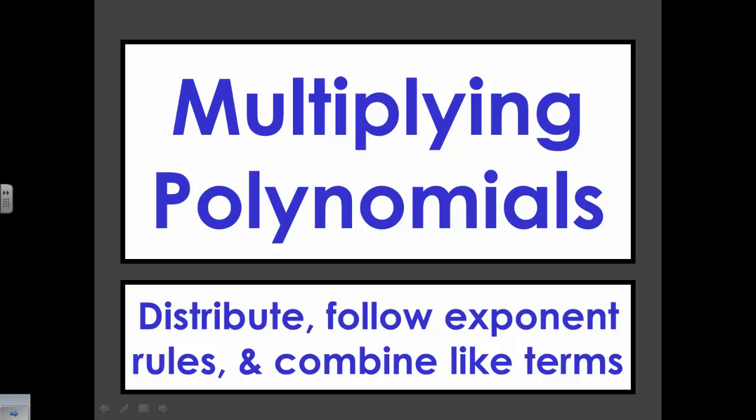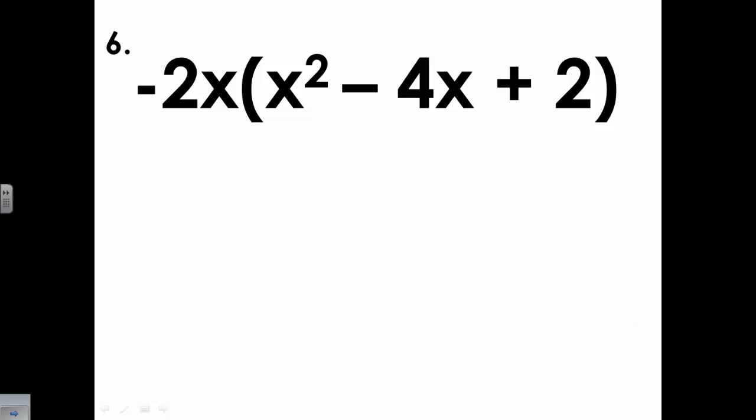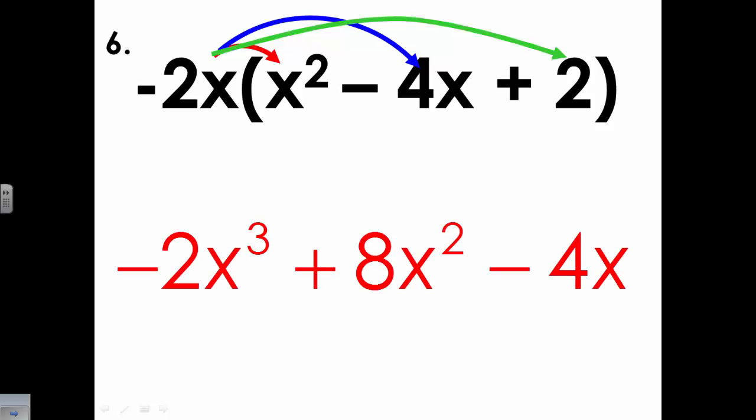For multiplying polynomials, we're going to have to distribute more than one time. Pause the video to copy down this example. This one we have to distribute the negative 2x to 3 different terms. When we multiply x times x squared, we're going to add exponents. It's understood that this x right here is to a first power. You might want to write that down in your notes. So our very first term would be a negative 2x to the third power. This one is already in standard form.